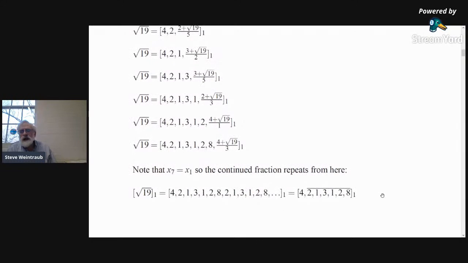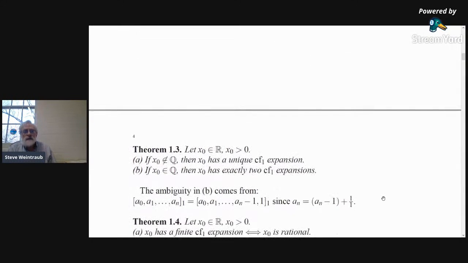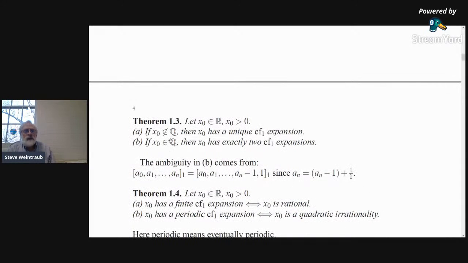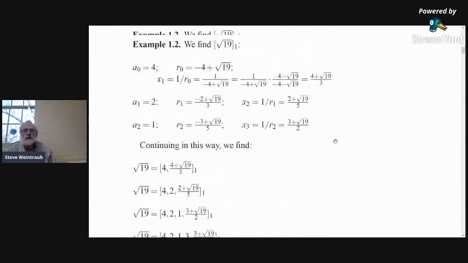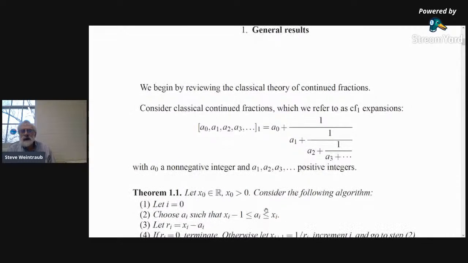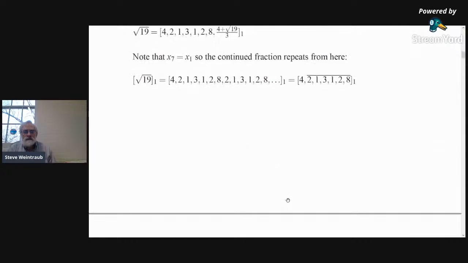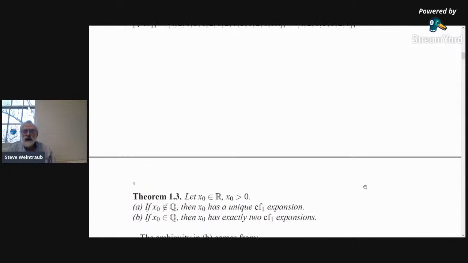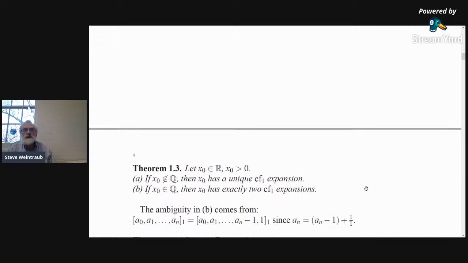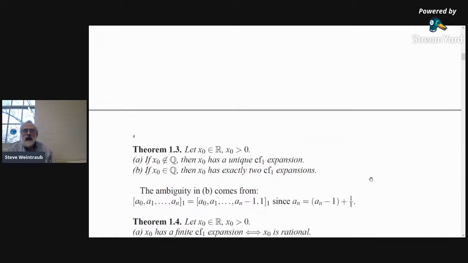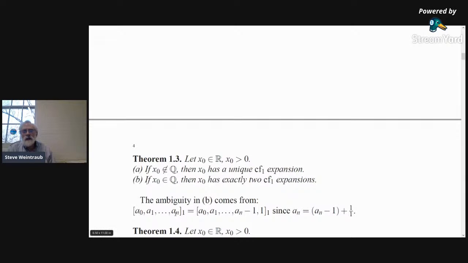So now let's look at some general results about continued fraction expansions. First of all, if x0 is not a rational number, then x0 has a unique expansion, because then none of the x sub i's will ever be an integer, so the value of a sub i is forced, and we get a unique expansion. If x0 is a rational number, it's going to have exactly 2 expansions, and that comes from the ambiguity I mentioned at the end. We can either choose a sub n to be equal to x sub n, or x sub n minus 1, in which case we continue one more stage and we get a 1.